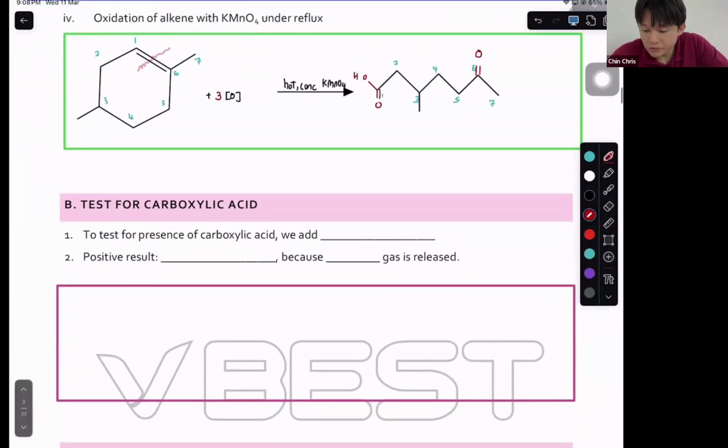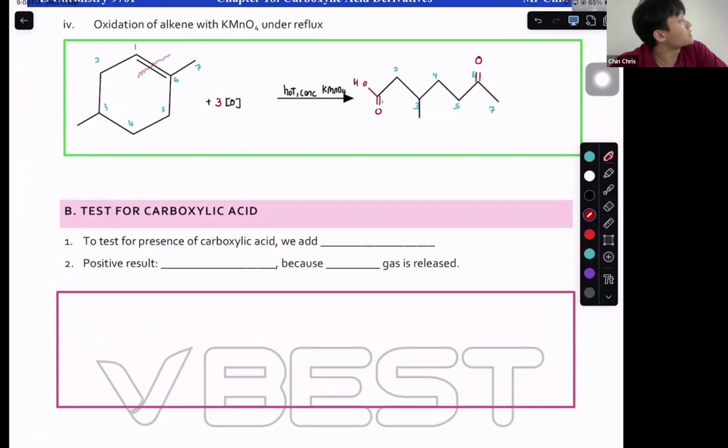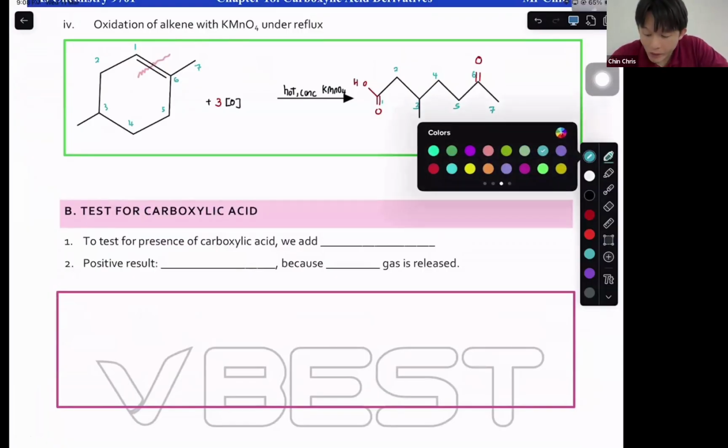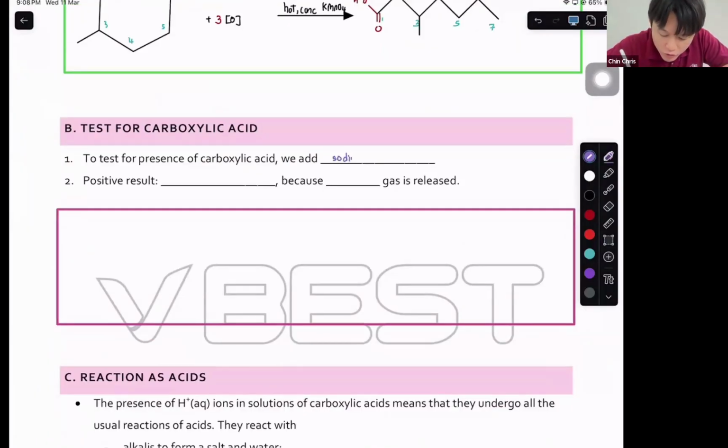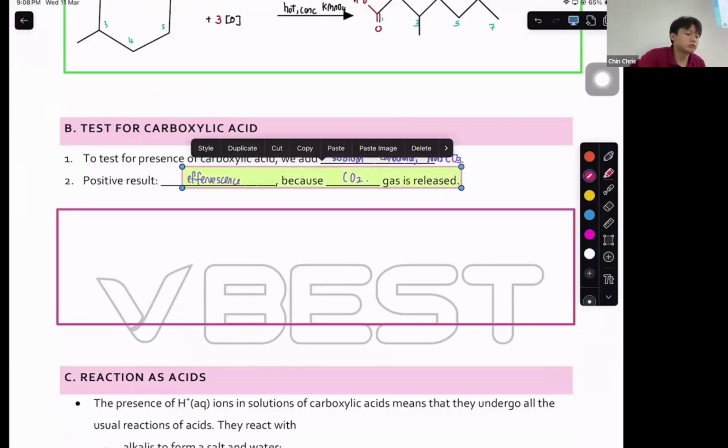Alright, guys, done. How can we test for carboxylic acid? Correct. We add sodium carbonate, Na2CO3. Positive result: effervescence. Reason? CO2 gas. Okay, please write down.